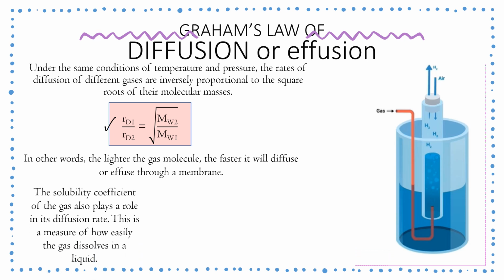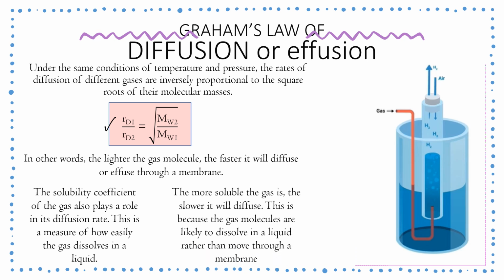Also, the solubility coefficient of the gas plays a role in its diffusion rate. This is a measure of how easily the gas dissolves in the liquid. So the more soluble the gas is, the slower it will diffuse. This is because the gas molecules are likely to dissolve in a liquid rather than move through a membrane.